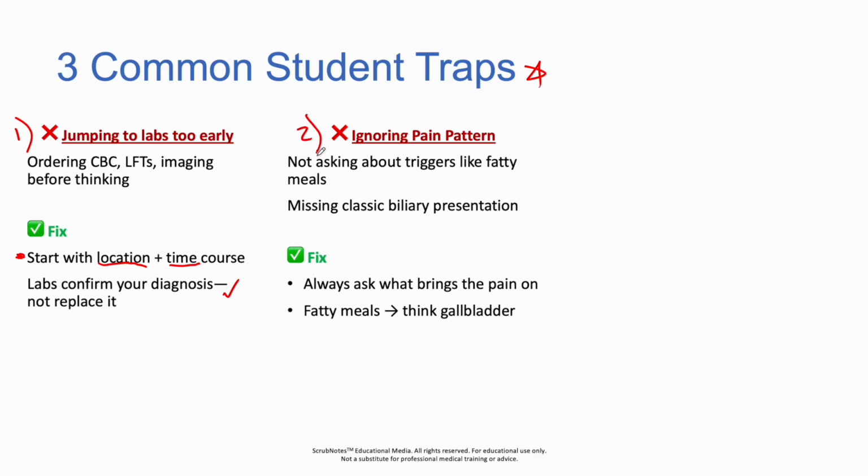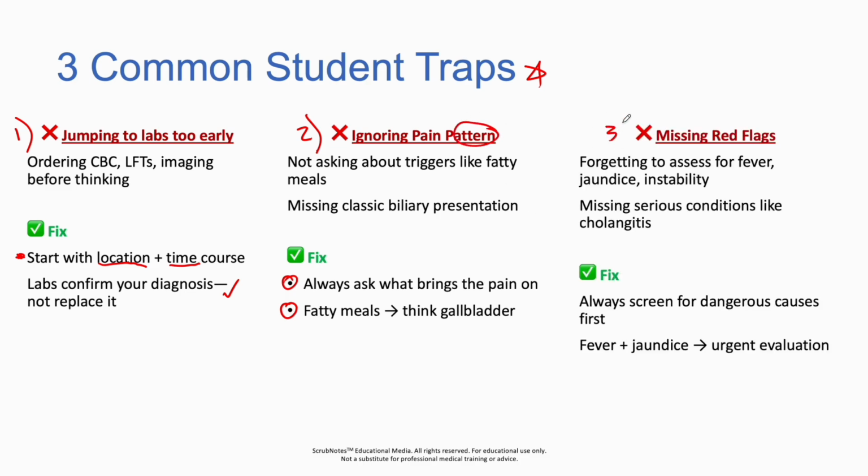Number 2 is ignoring the pain pattern. So forgetting to ask about triggers like fatty meals. Be sure to always ask about the pain and any recent foods they've had so you can use patterns to narrow your diagnoses. Number 3 is missing those red flag symptoms. So be sure you always screen for any dangerous causes first, and you assess for fever, jaundice, instability, and so forth. Remember, fever and jaundice warrant urgent evaluation.